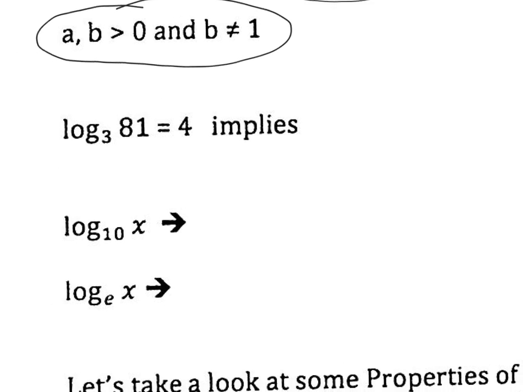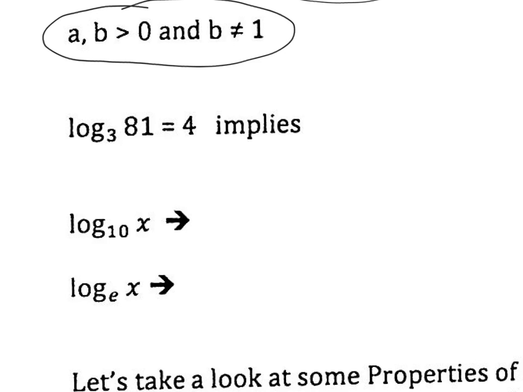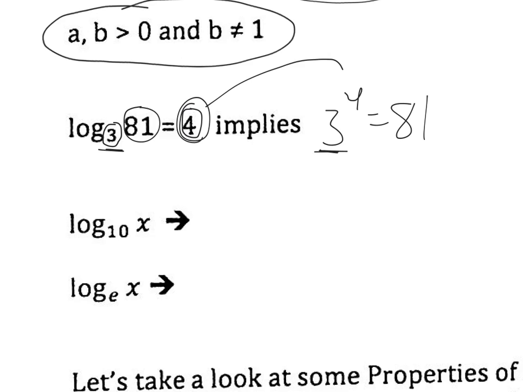Alright, so if we have log base 3 of 81 equals 4, and I want to put that into exponent form, what that means is 3 to the 4th power equals 81. So the base of the log is now the base in the exponent form. The 4 over here is now your exponent, and then the 81 is the result.